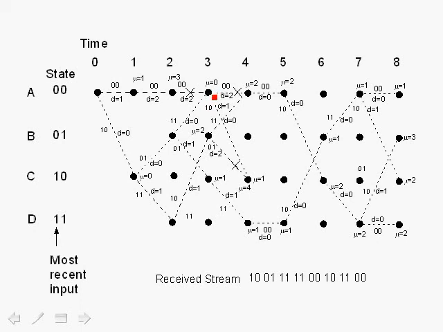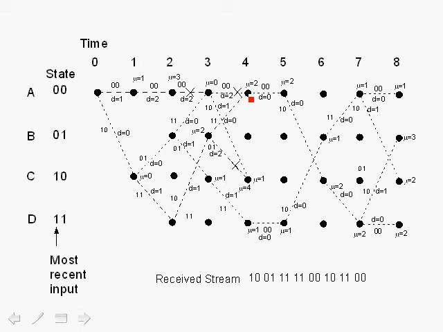At this point, for a 0 input, we move on to step number 4, and the output, of course, is 0, 0, and we compare that with the received output. The Hamming distance is equal to 2.